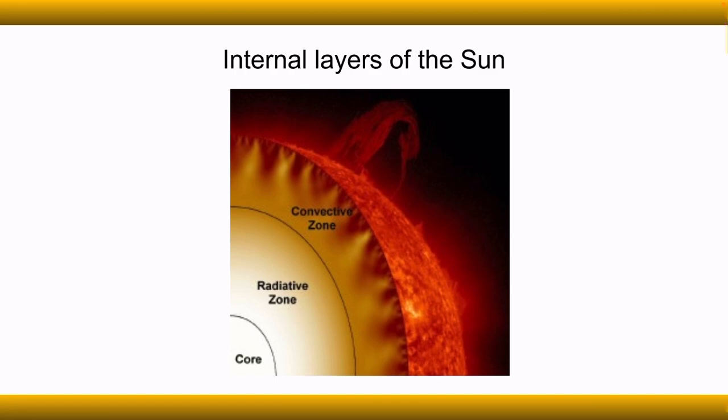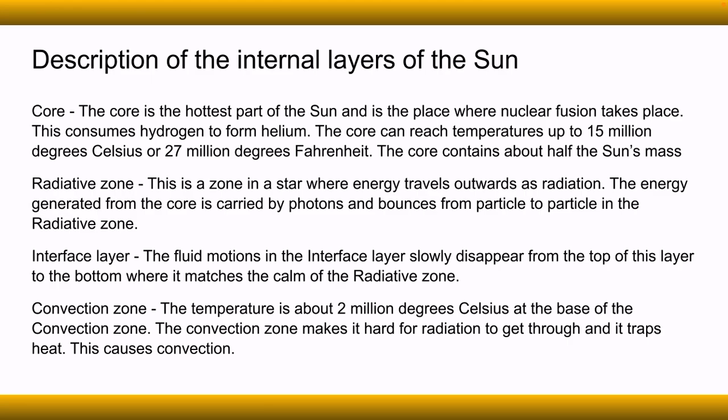First, we're going to start with the internal layers. As you can see, there's the core, radiative zone, interface layer, and convection zone. The interface layer is not in all diagrams of the sun, but some diagrams do show it. Let's start with the core.